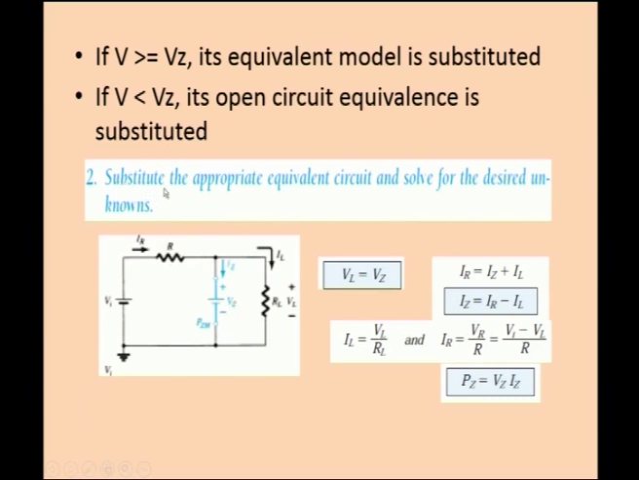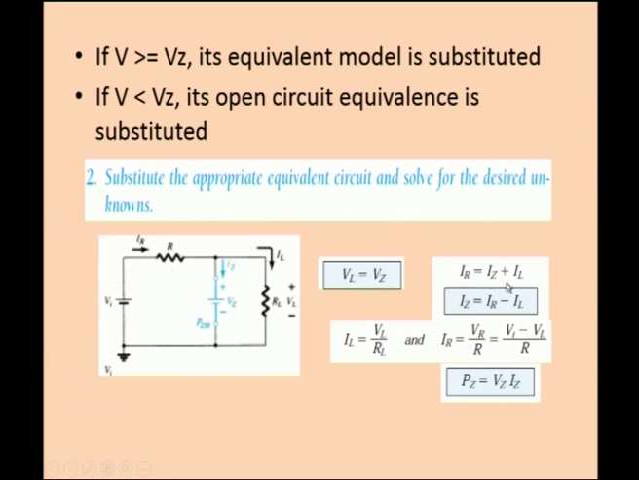What is next? Substitute the appropriate equivalent circuit and solve for the desired unknowns. We have to calculate the load voltage, the load current, and finally the power dissipated by the Zener diode. The load voltage VL across the load resistance RL is equal to the voltage VZ because these two are in parallel. So VZ is equal to VL.